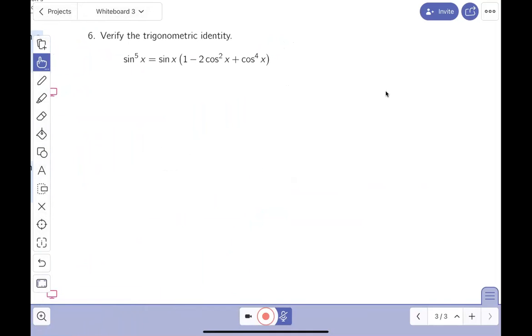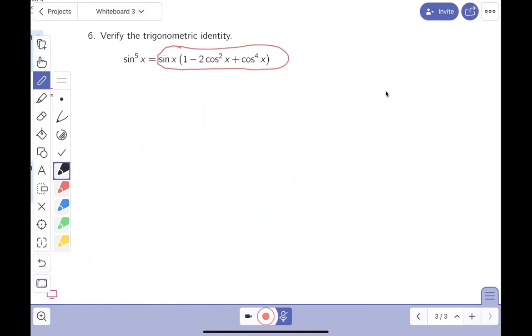Verify the identity. What side would you pick? I'd say this side would be a good side to pick. I need to work on it. Someone says, what's the work going to be? I'm going to try something. I'm going to try to factor it. 1, 1, cosine squared, minus, minus. Let's see if that works. 1 times 1 is 1. Then you get minus 2 cosine squared. That worked. And then you get plus cosine to the 4th power. That's good news. Let's go to the next step.